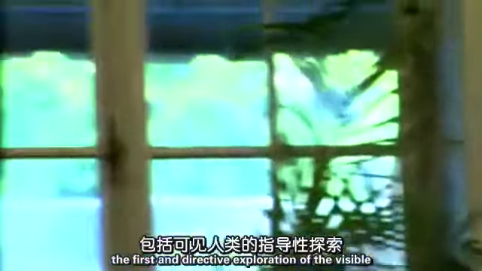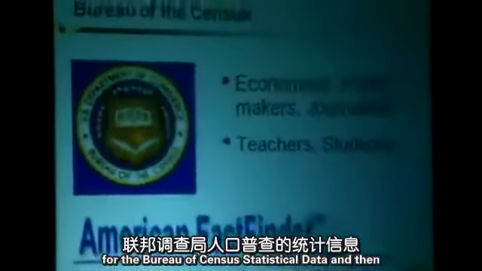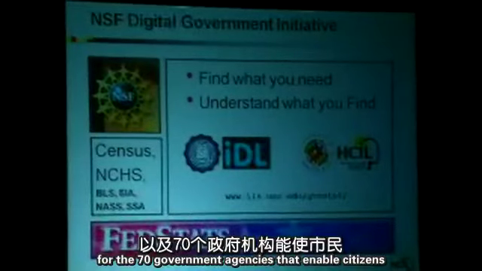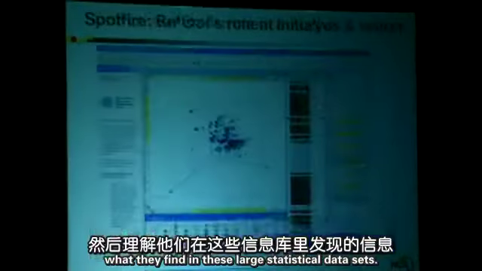The first interactive exploration of the visible human for the National Library of Medicine, for NASA's environmental data, for the Bureau of Census statistical data, and then for the 70 government agencies that enable citizens to find what they need and then understand what they find in these large statistical data sets.